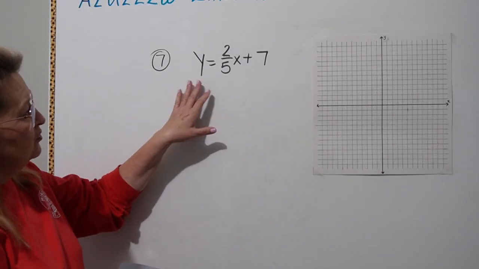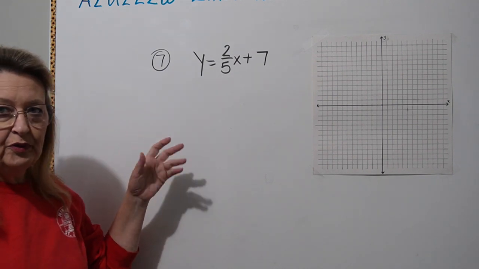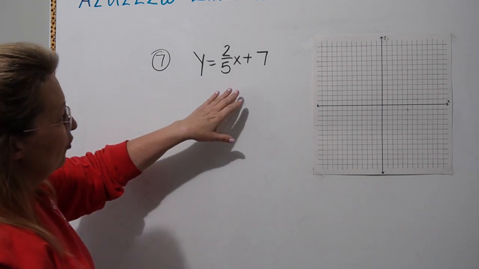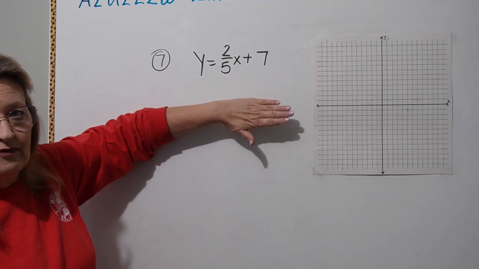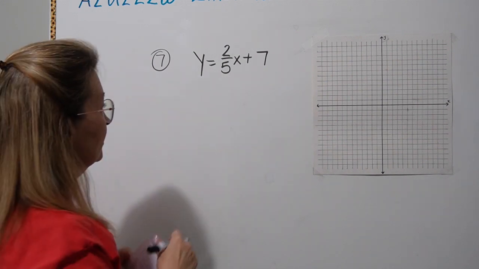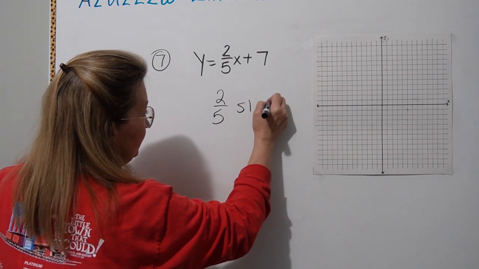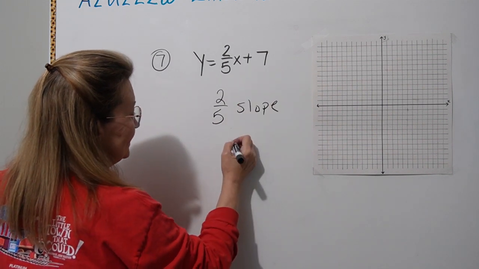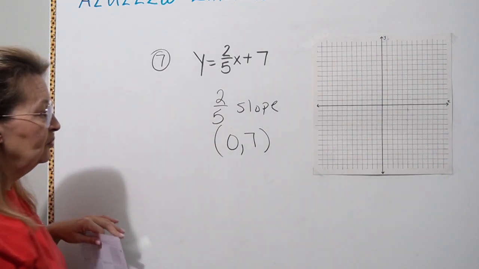Okay, so let's look at some problems now. So for number 7, we're going to take y is equal to 2/5 x plus 7, and they want us to put it in slope-intercept form and then graph the line. Now it's actually already in slope-intercept form. So the coefficient of x here is my slope, and my y-intercept is at 7. Now remember, a y-intercept always occurs where x is equal to 0.